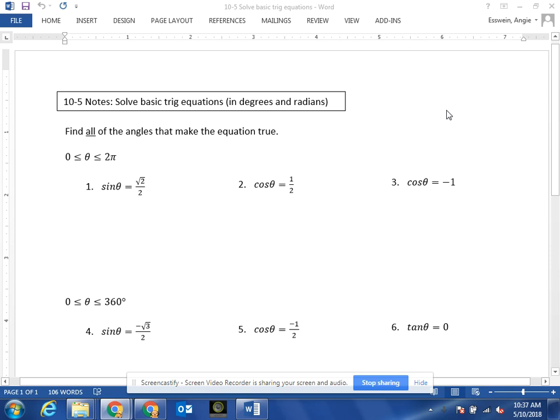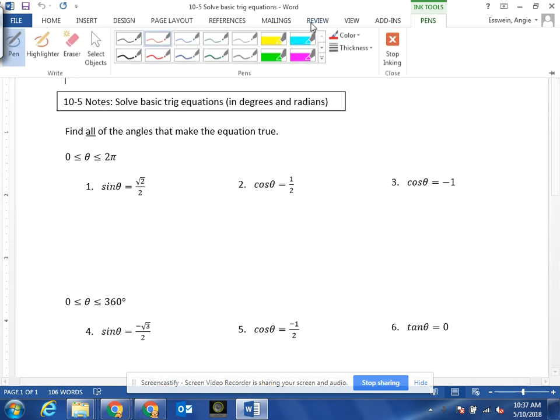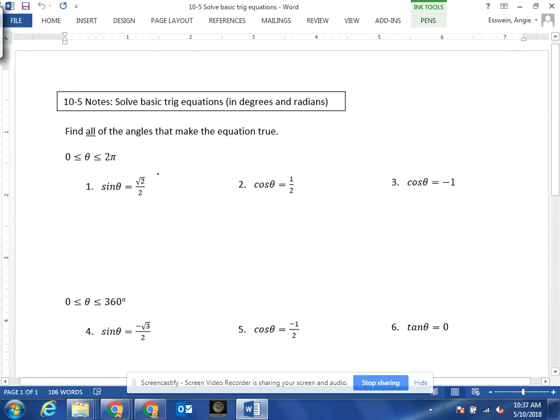And we'll do it in both degrees and radians. So what is the difference between the first? So we want to find all the angles that make the equation true. So it's no different than solving any equation. You try to figure out what belongs in the equation that makes it true.